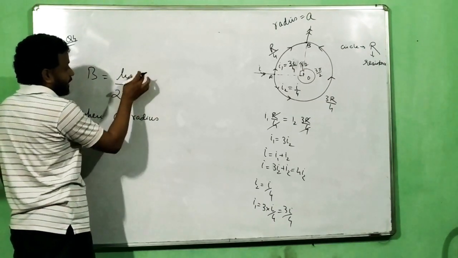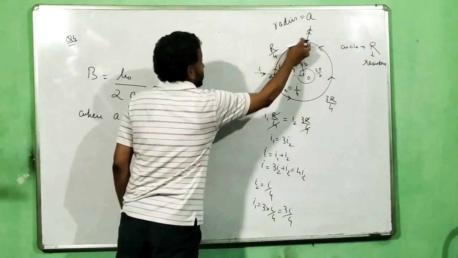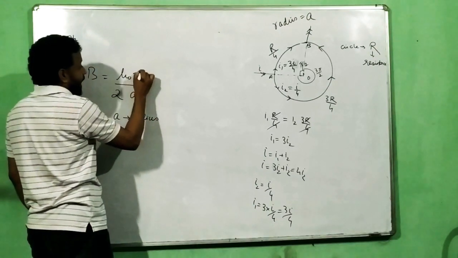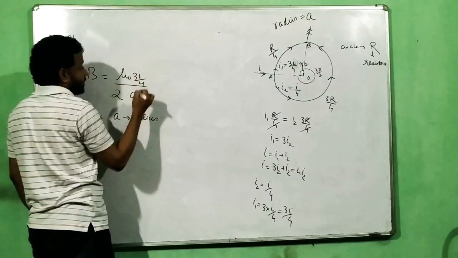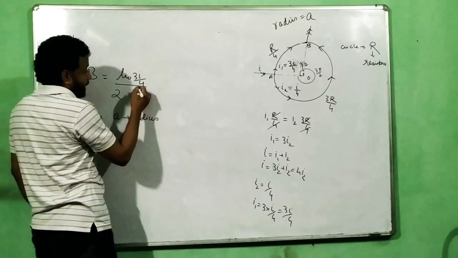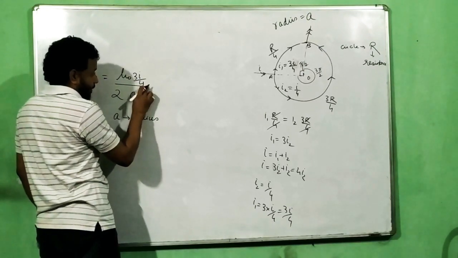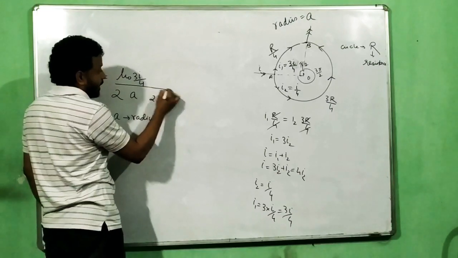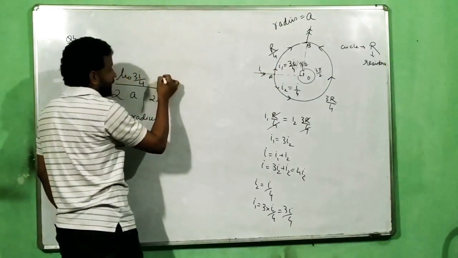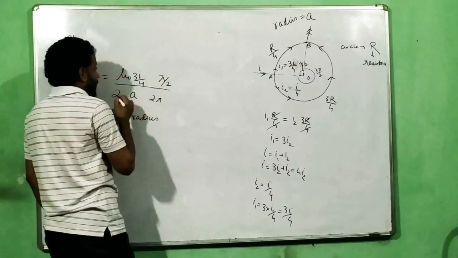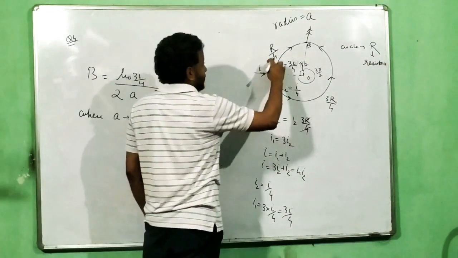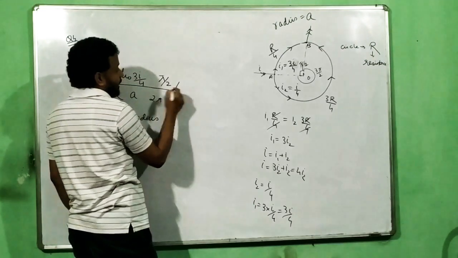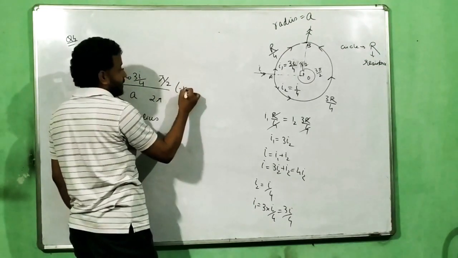Mu naught by 2A. Now what is the current for this part? Current for this part is 3I by 4, then 2 pi. And how much angle does it make? It makes an angle of pi by 2. And what is the direction for this part? The direction is clockwise. So if it is clockwise, it will have a direction of minus k cap.